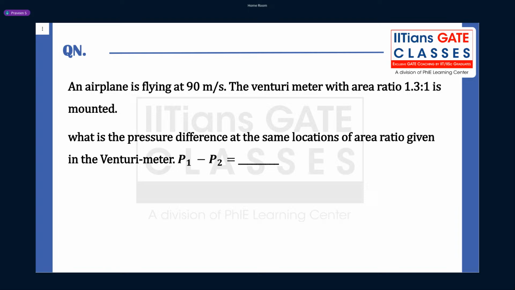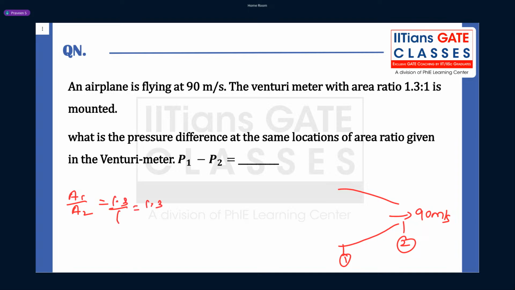An airplane is flying at 90 meters per second. The Venturi meter with area ratio 1.3:1 is mounted. What is the pressure difference at the same location of area ratio given in the Venturi meter? So you have a Venturi tube. It says it is flying at 90 meters per second, which means the test section conditions are given for us as 90 meters per second. So it says station 1 and station 2, and they are given the area ratio, A1 by A2, that is 1.3 by 1, which is 1.3.